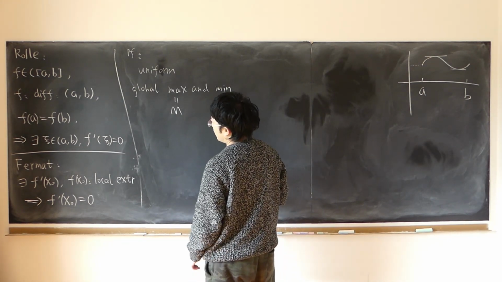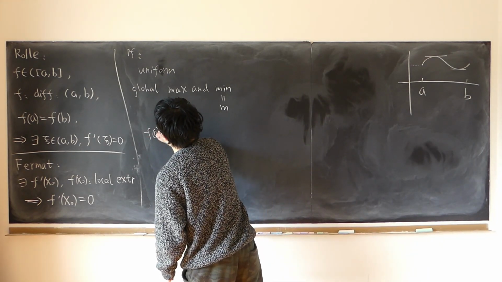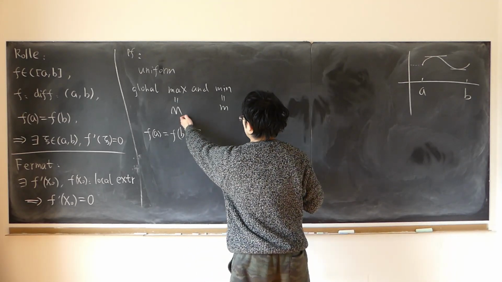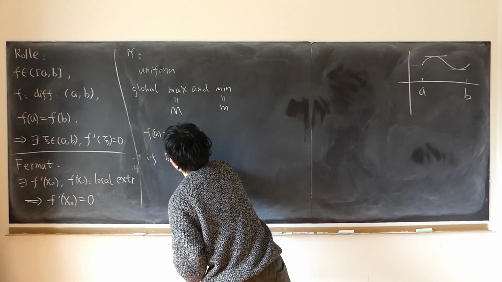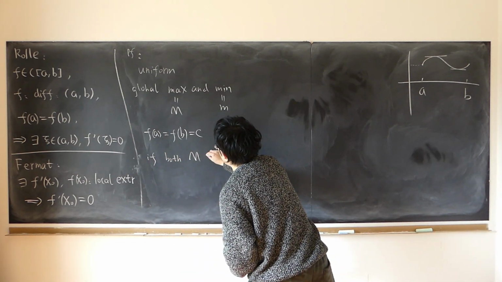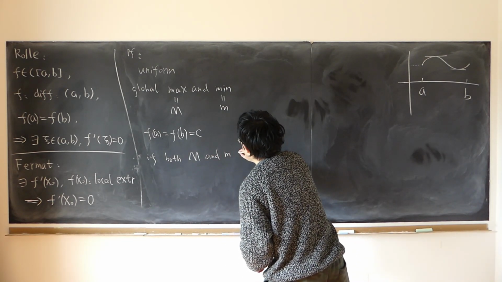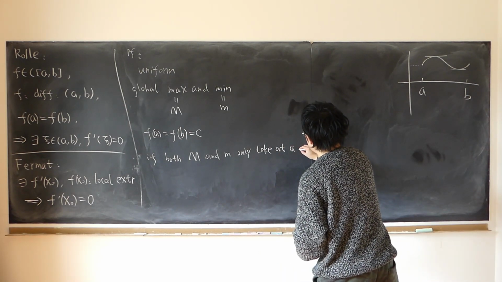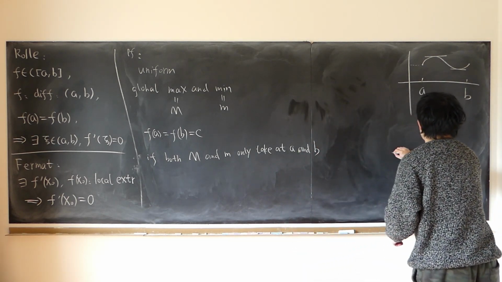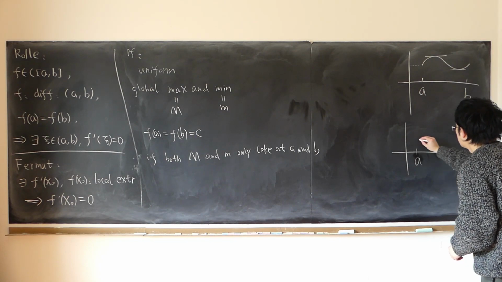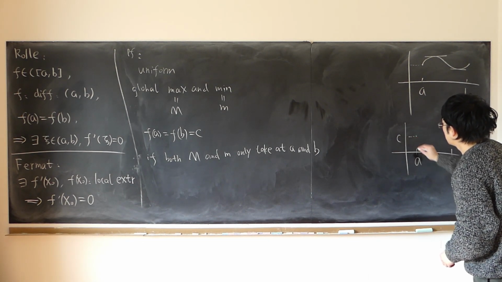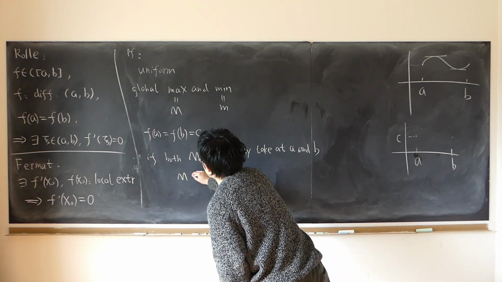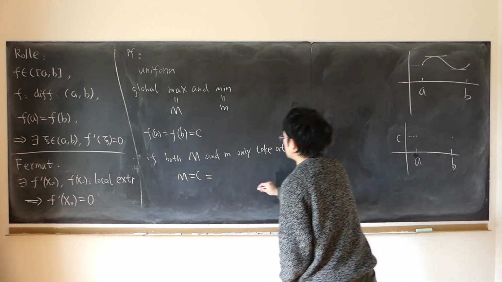So in that case, let's denote the global maximum as big M and the global minimum as small m. Let's denote f(a) and f(b) as a constant C. In the case where both the global maximum and global minimum can only be taken at a and b, f(a) = f(b) = C. In that case, the global maximum is equal to C, and the global minimum is equal to C.